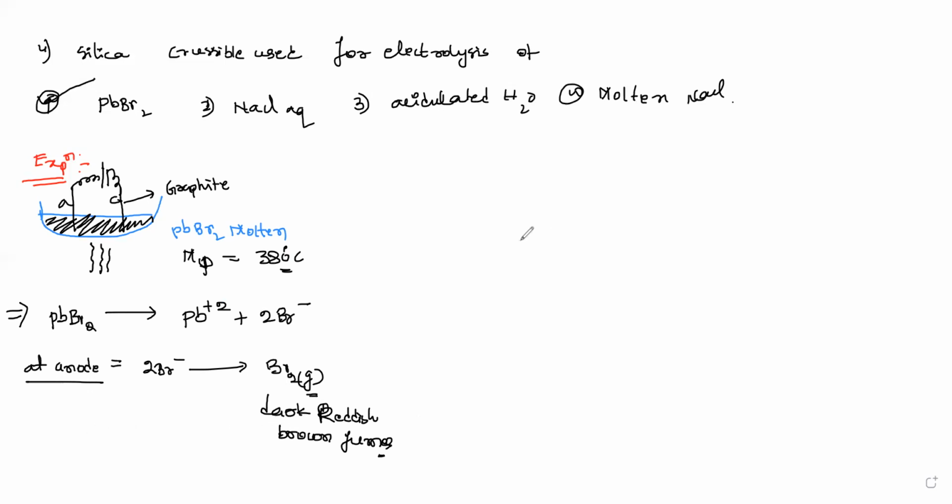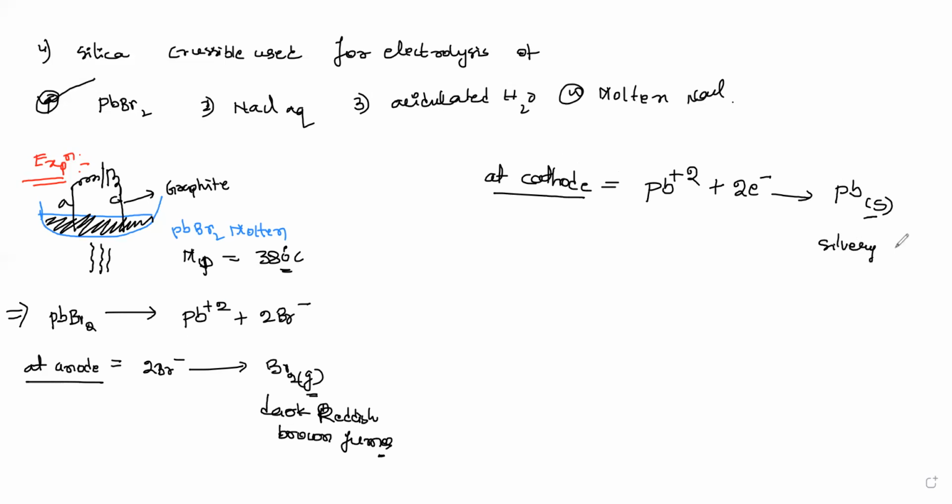But at the cathode, what reaction is given here? At the cathode, cations gain electrons. Gaining of electrons is a reduction process. So gaining the electrons, it converts into Pb solid. It is silvery gray. If a silvery gray solid is deposited, we should understand that Pb is deposited at the electrode, the cathode.